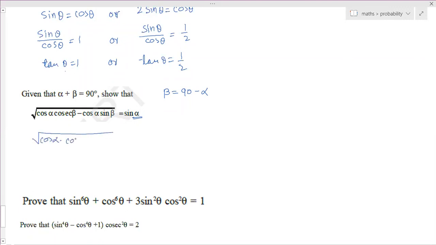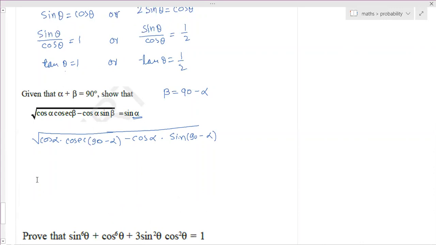cos alpha into cosec 90 minus alpha minus cos alpha into sin 90 minus alpha. We have only replaced right now the value of beta. And now use complementary angle property to get the value of 90 minus alpha part. So first one is cos alpha into cosec 90 minus alpha. What is the value of cosec 90 minus alpha? Sec alpha.